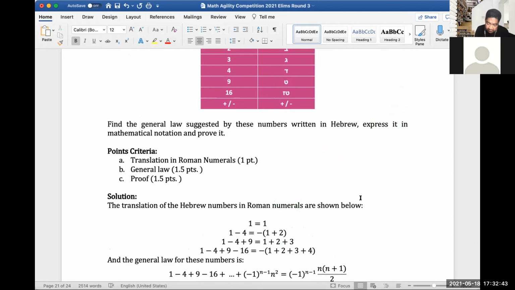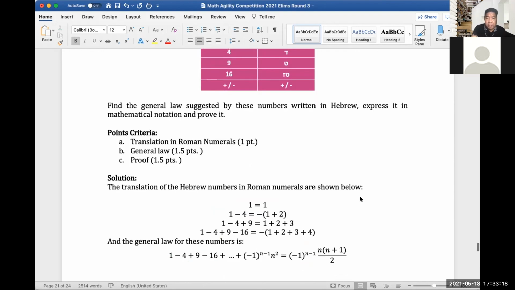So if you try to get the translation of the Hebrew inscription, this would be the answer here. So 1 equals 1. 1 minus 4 is equal to negative quantity of 1 plus 2. And then the third line would be 1 minus 4 plus 9 equals 1 plus 2 plus 3. And then the fourth line would be 1 minus 4 plus 9 minus 16 is equal to negative quantity of 1 plus 2 plus 3 plus 4. And the general law for these numbers is 1, negative 4, plus 9.